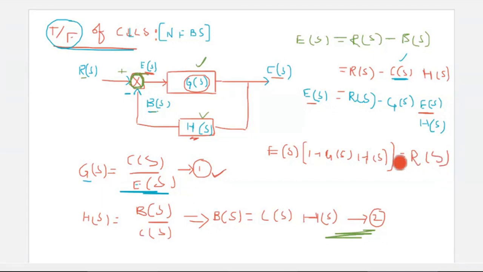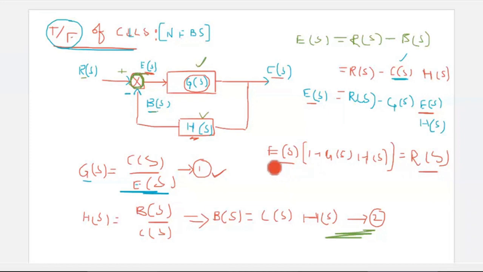Okay, only one step is there, ma'am. From that we can find out E of S. From this equation, E of S is equal to R of S by 1 plus G of S into H of S. Am I clear up to this point? Yes, sir.